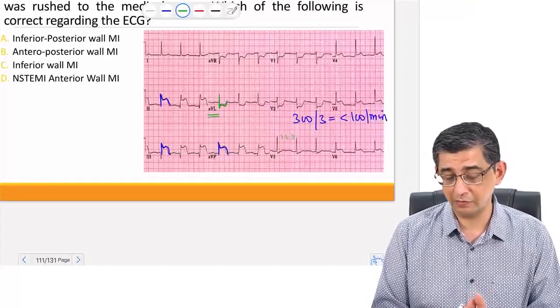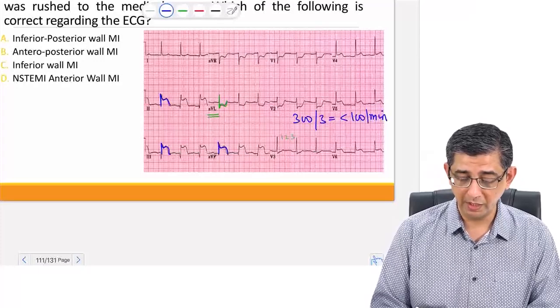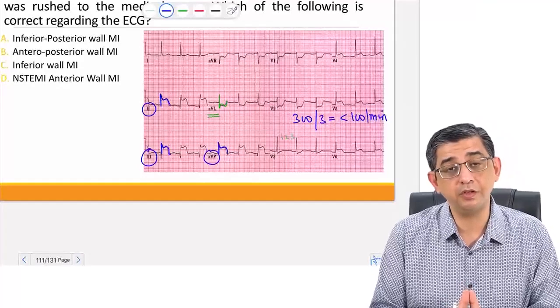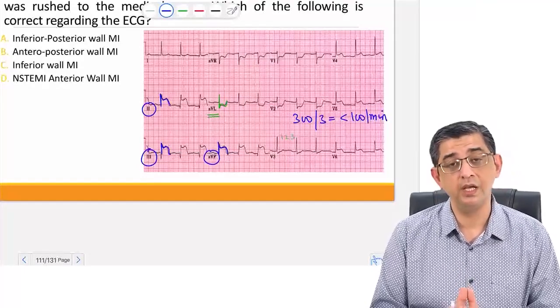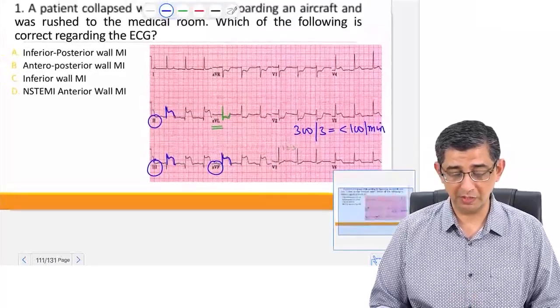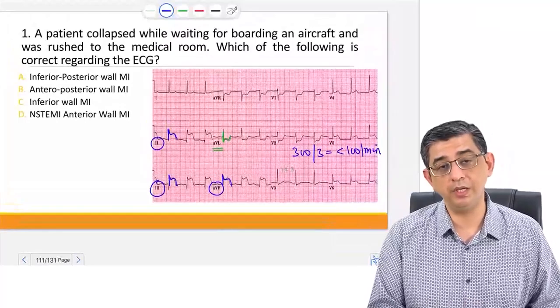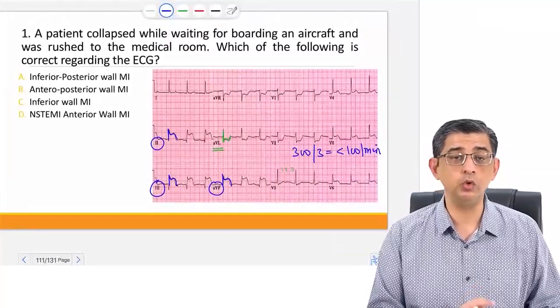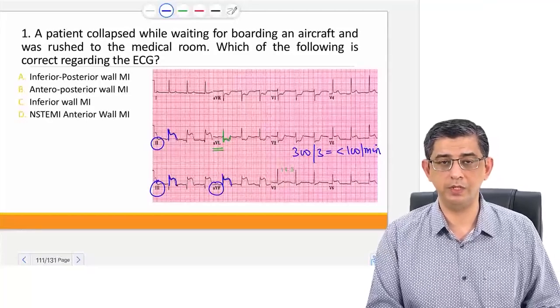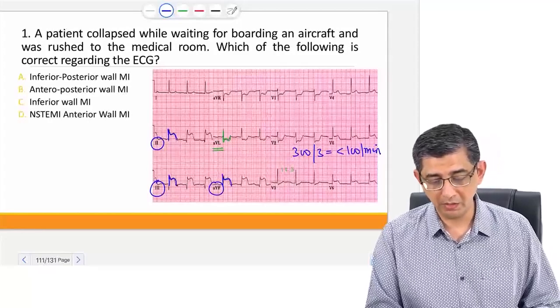I've highlighted a couple of times that whenever you get ST elevation in 2, 3 and AVF, it means that the inferior surface of the heart, that's the right ventricle, is going to be infarcted. Therefore, the diagnosis of this patient will turn out to be an inferior wall MI. Now, there are two options present, inferior wall MI and inferior posterior MI. So, I need to be a little careful before I comment on the diagnosis.